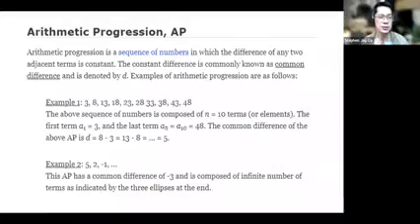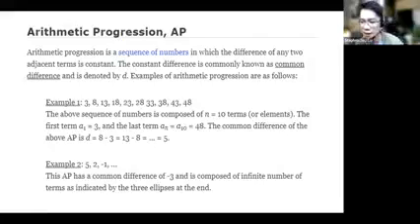Okay, so we also have sequences. Sequences might also come out, so let's just review it. We have the arithmetic progression. It is a sequence of numbers in which the difference of any two adjacent terms is constant. And in arithmetic progression, you have a common difference. For example, 3, 8, 13, 18, 23, 28, 33, and so on.